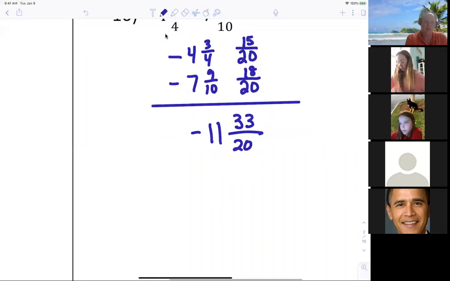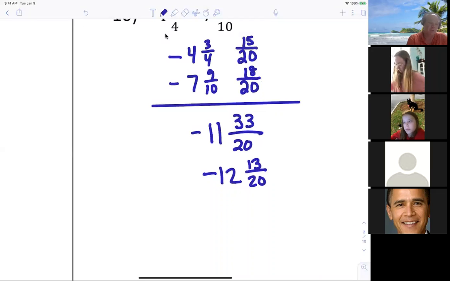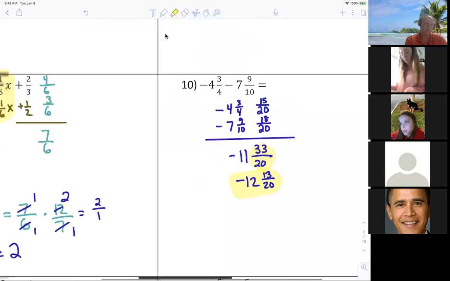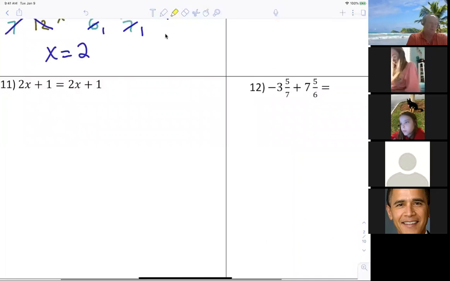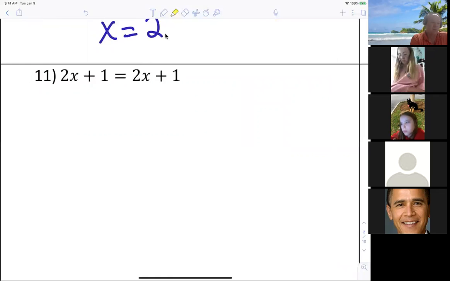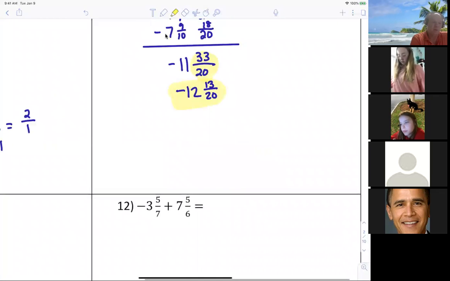Okay, now everybody at this stage of the game, you should be able to just look at that and say that's just -12 and 13/20. But if you're saying, I don't know how you got that, speak up. Oh, because you had to divide this out. Yeah, 20 goes into 33 one time. So then you add 11 plus 1. Wait, how do you do it? Remember, how many times does 20 go into 33? Once, with 13 left over.